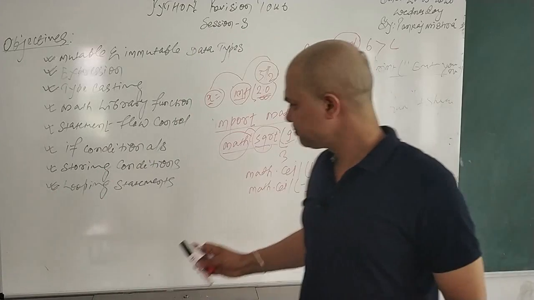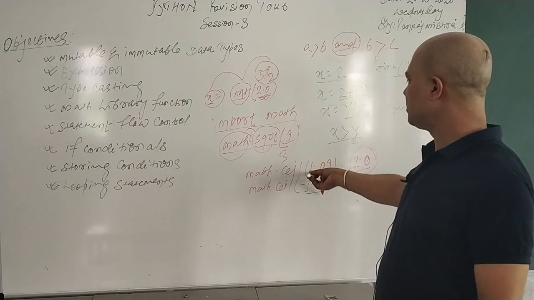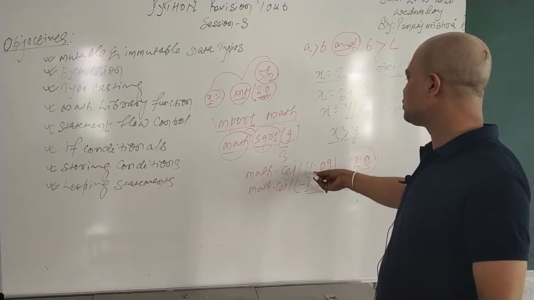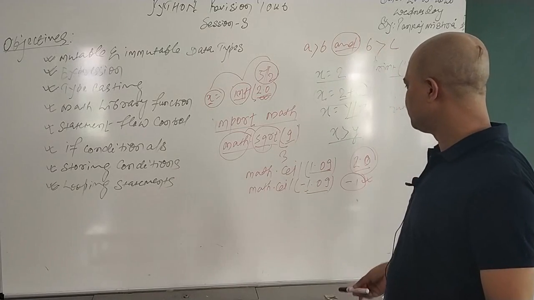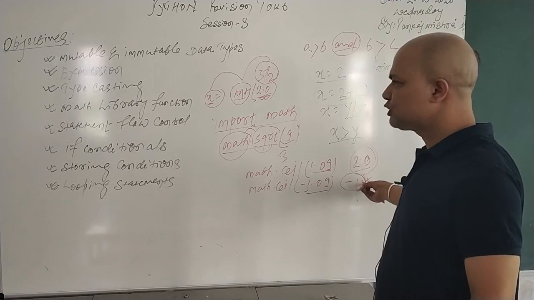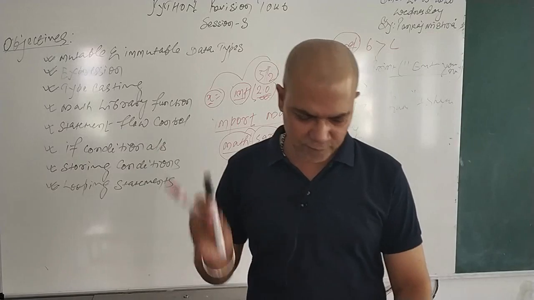For example, in this case 1.09 you are getting 2.0, but here in the case of floor we will get simply 1.0, and in the case of minus 1.09 it will give you -2. This is the difference between ceil and floor.